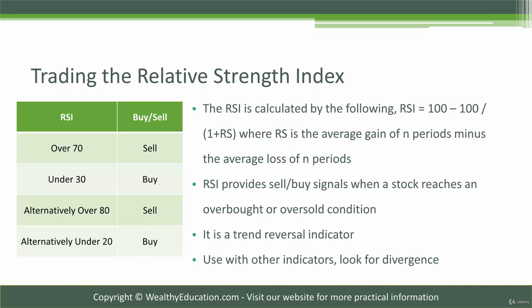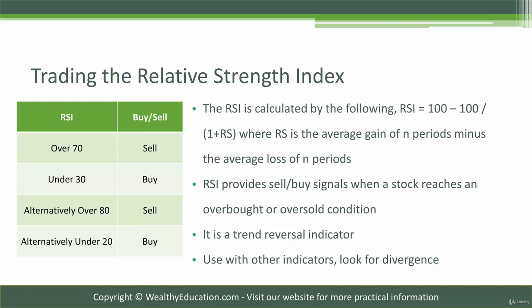And RS is the average gain in N periods. So if we're talking about days, then RS is the average gain in days divided by the average loss in that same number of days. Usually the RSI is calculated on a 14-day period. You can change this time frame, but that is the standard N that we're talking about.